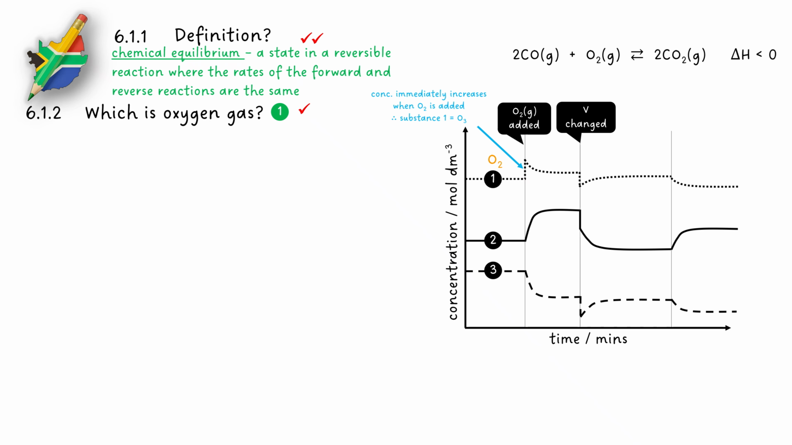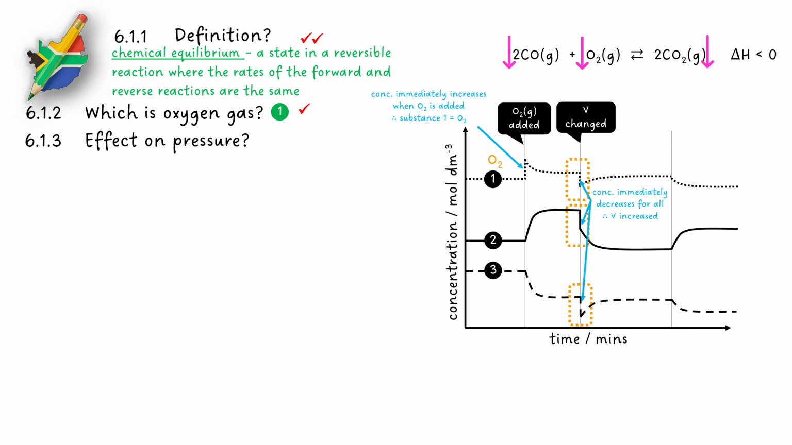The next change which occurs is a change in volume of the container. Did the volume increase or decrease? Notice that when this change occurred, the concentrations of all three species immediately decreased. This tells us that the volume of the vessel was increased.